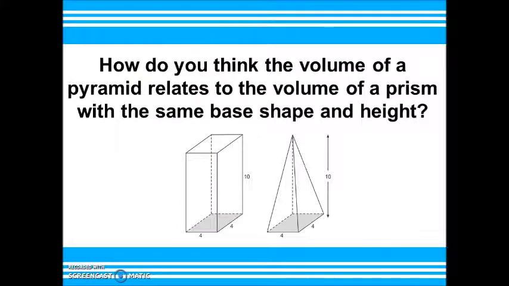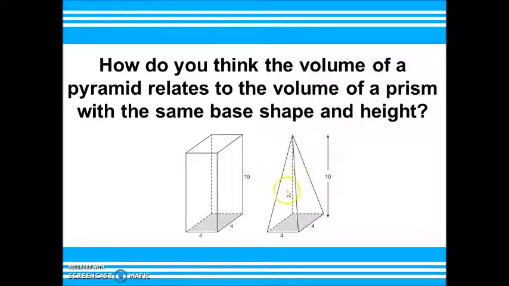Okay, so the first thing I want you to think about is how do you think that the volume of a pyramid relates to the volume of a prism that has the same base shape and the same height? So in this picture you can see a prism, right? It's a rectangular prism. The base here, shaded in gray, is a square, 4 by 4, and we have a height of 10. Then next to it we have a pyramid, and the base shape is also a square, 4 by 4, and our height is 10. So the question is, how does the volume of the pyramid relate to the volume of the prism?